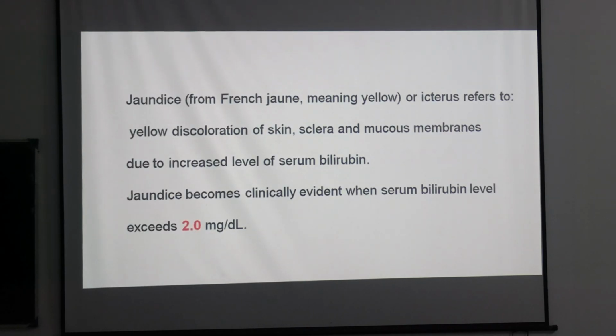So what is jaundice? Jaundice is the yellowish discoloration of skin, sclera and mucous membrane due to increased level of serum bilirubin. Jaundice becomes clinically evident when serum bilirubin level exceeds 2 milligram per dl.